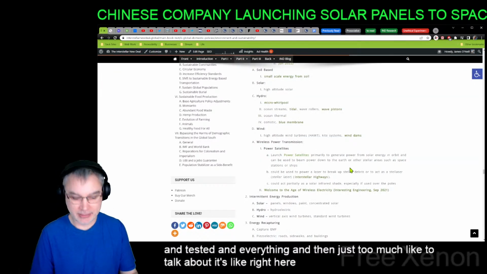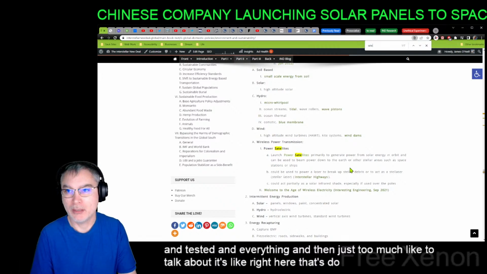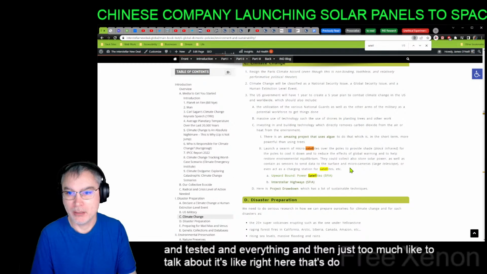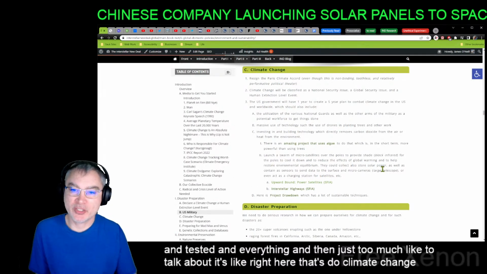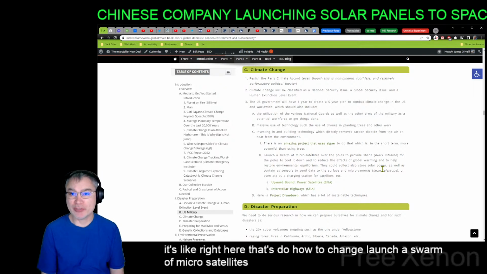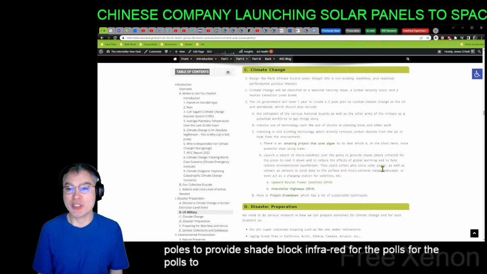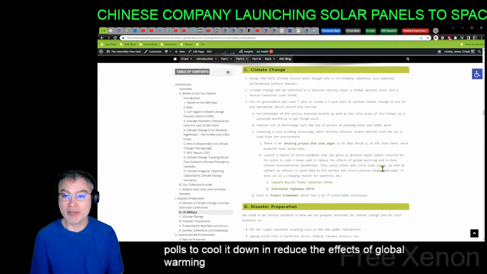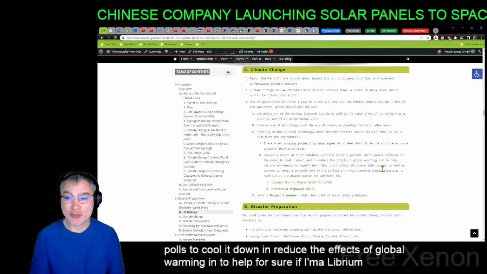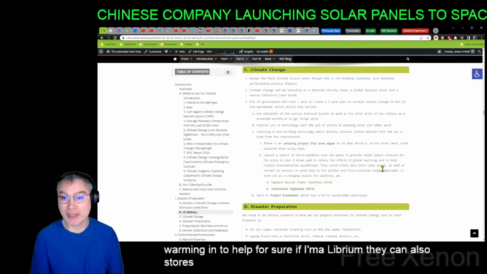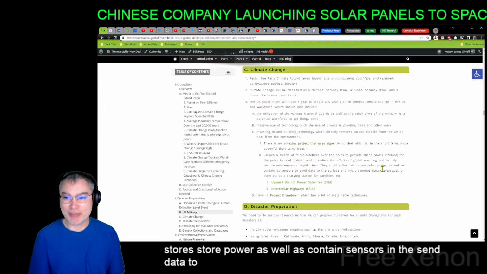So like right here, see, let's do, so right here, Climate change: launch a swarm of microsatellites over the poles to provide shade, block infrared, for the poles to cool it down and reduce the effects of global warming and to help restore environmental equilibrium. They can also store solar power as well as contain sensors and send data to the surface and micro cameras and so on and so forth.